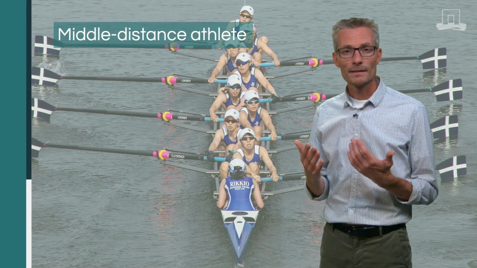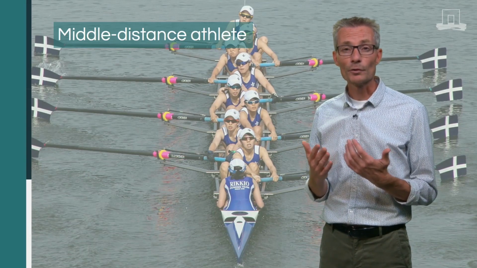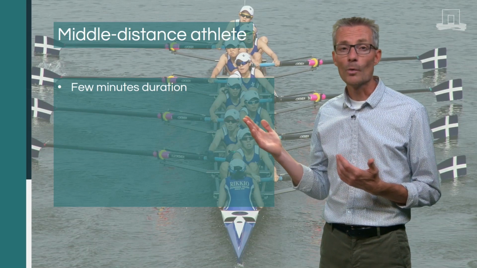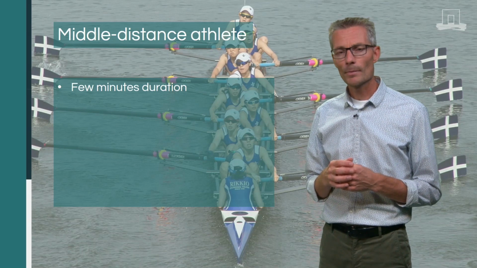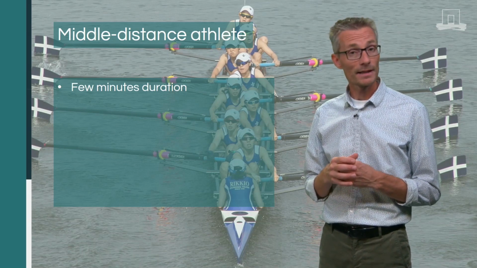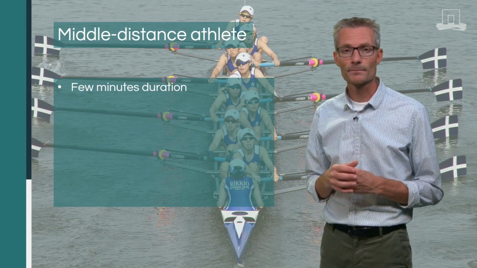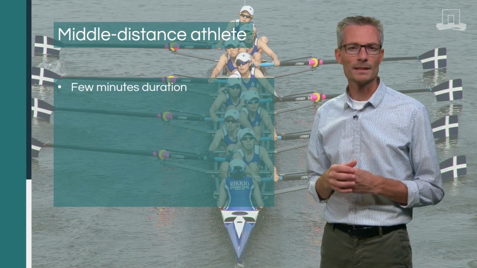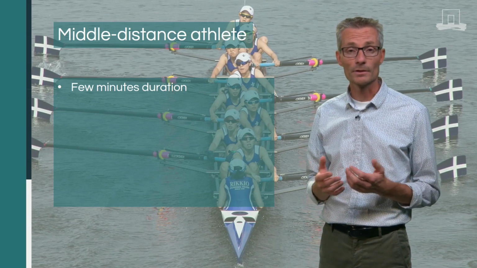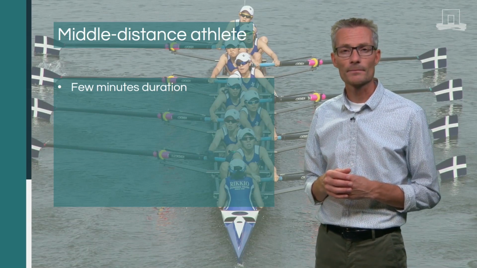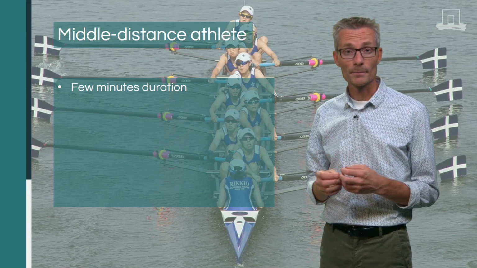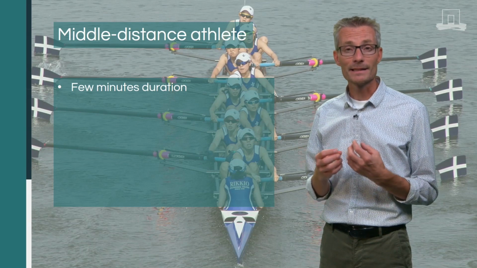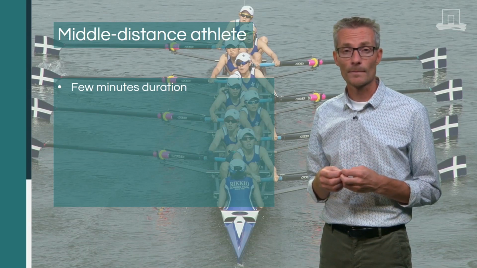The middle distance athlete is active in intense exercise of a few minutes duration. Think of rowing, track cycling, skating, running on a track, but also combat sports such as judo and wrestling have an exercise duration of 3 to 5 minutes. Typical of these activities is that the amount of work exceeds the energy stored in phosphocreatine, which is limited to 20 seconds of high-intensity exercise. At the same time, the energy cost can also not be met by the long-term aerobic system, as the intensity is too high for this system.